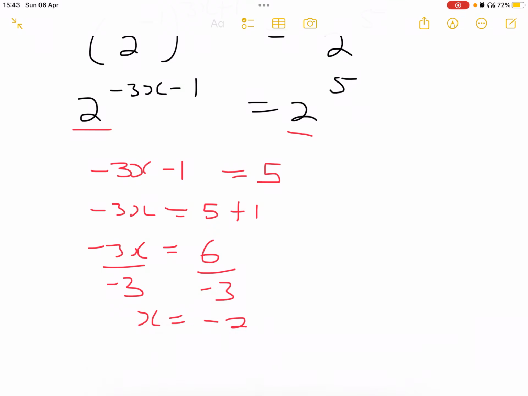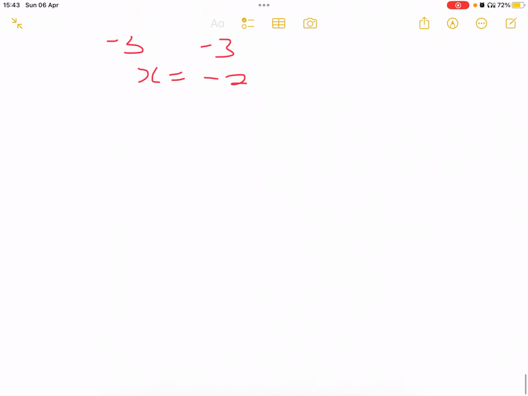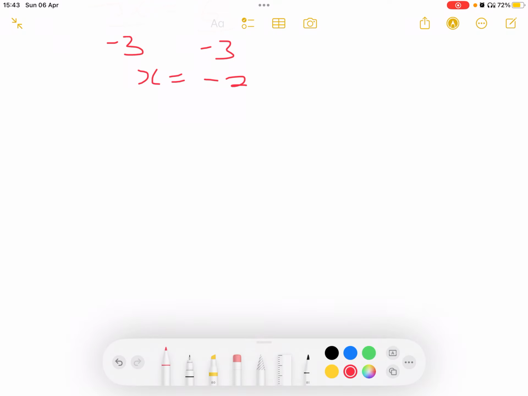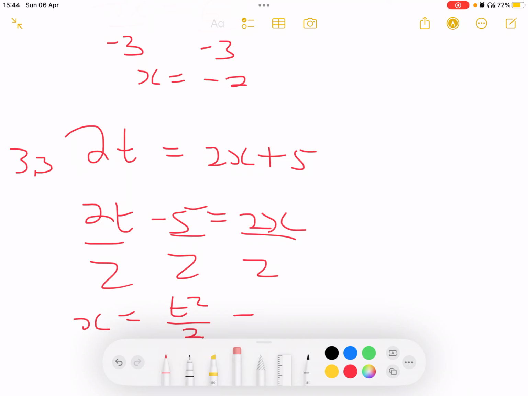Alright, last but not least, in question 3, 2t is equal to 2x plus 5. Solve for x. Basically here they're saying rearrange the equation such that it is in terms of x. So you can see here it's 3.3 with 2t equal to 2x plus 5. Now 2t minus 5 will be equal to 2x. And if we divide everywhere by 2, we get that x is equal to, well, why am I saying t squared? Sorry about that. It's 2t over 2, which becomes now t minus 5 over 2.